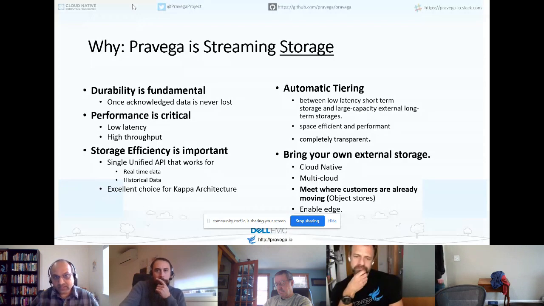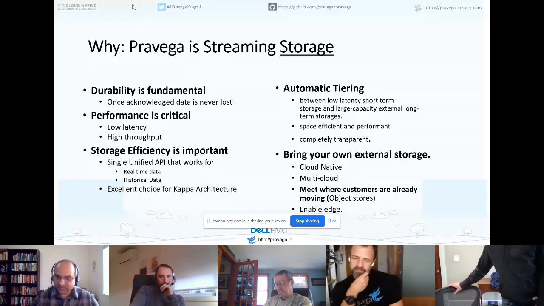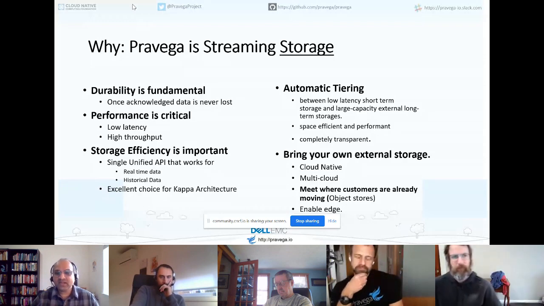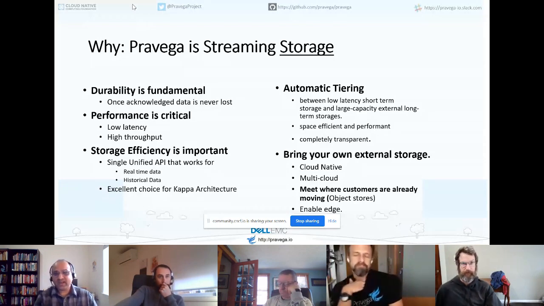The fundamental tenet of Pravega, Flavio talked about it earlier, is automatic tiering, which means that the tiering is done automatically between low latency short-term storage and large capacity external long-term storage. It's going to be space efficient, it's going to be performant, and most importantly, it's going to be completely transparent.